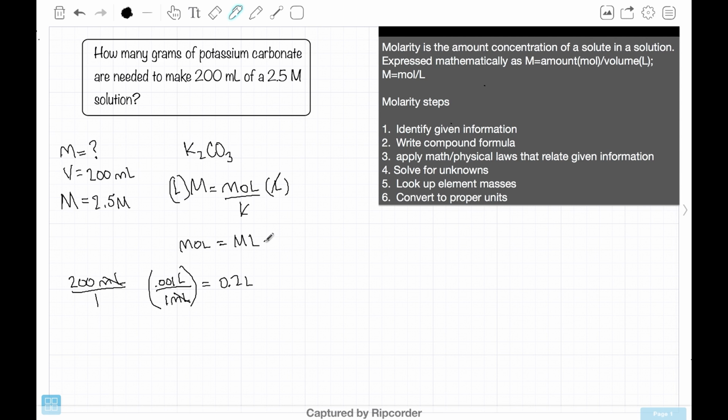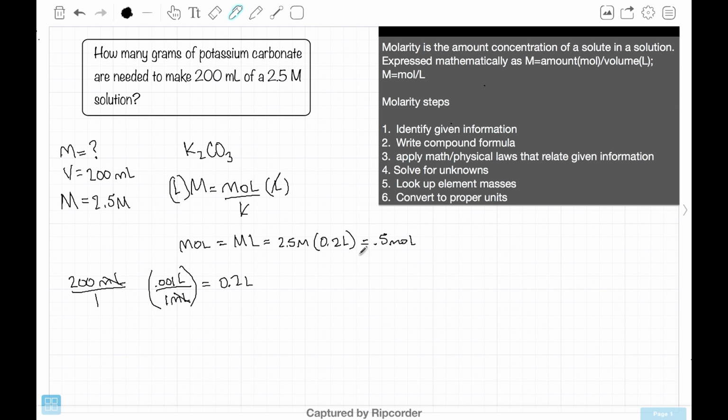So now we have everything we need to plug into this. So this will equal 2.5 molarity times 0.2 liters, and that turns out to equal 0.5 moles. So now that we have the moles, the last thing we need to do is convert the moles over to grams, and we'll have the answer to our problem.